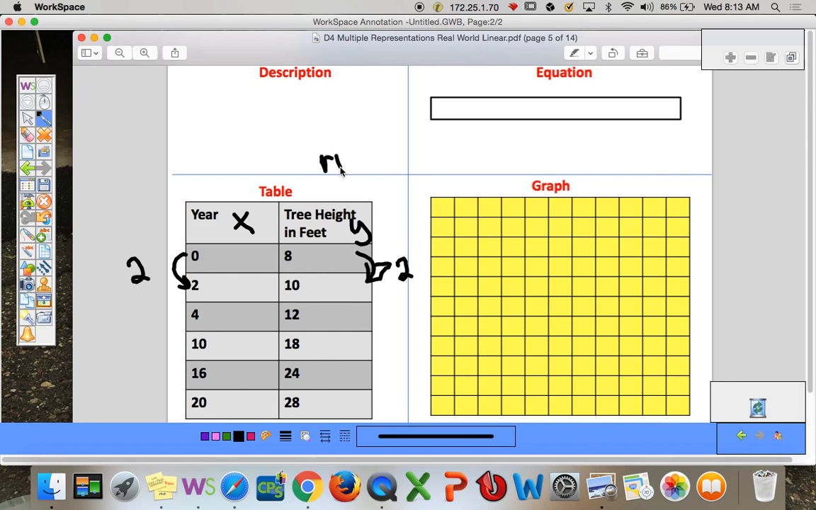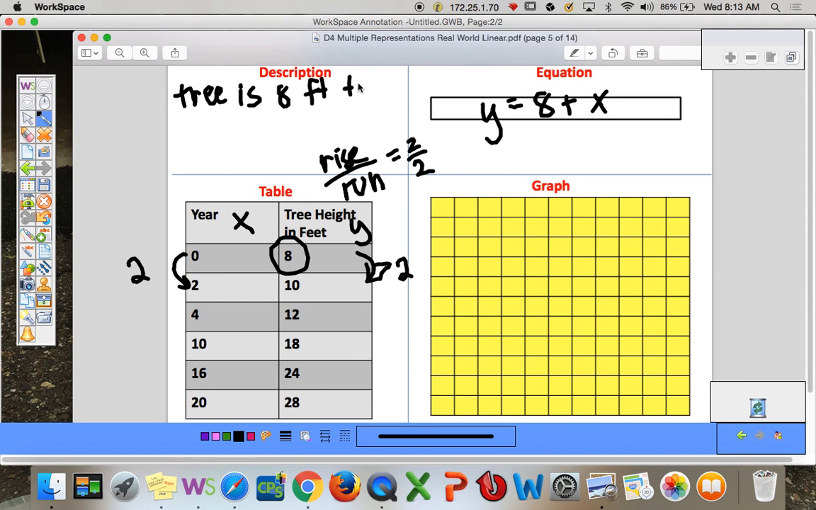So the slope is rise over run, which is 2 over 2. So our slope is 1. So we have y equals our starting value is 8 plus 1x, or put 8 plus x. So this is our equation, and we got it by looking at rise over run and our y-intercept. And we can make the description. We can say that our tree is 8 feet tall, and it grows 1 foot a year. So there's the description. 8 feet tall, grows 1 foot a year.